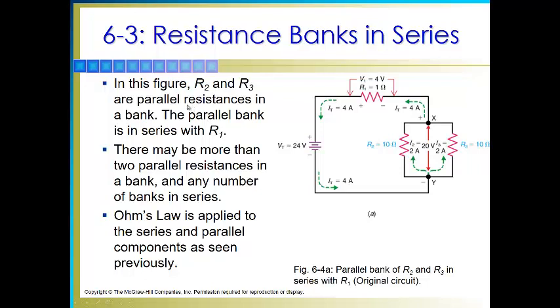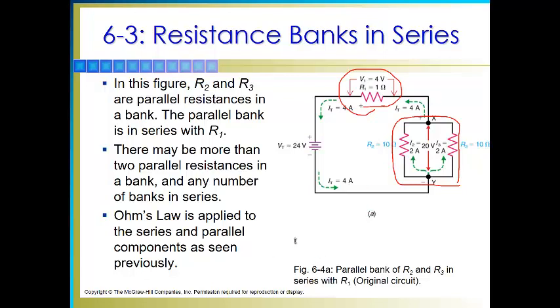As you can see right here in this figure, R2 and R3, this resistor right here and that one, are connected in parallel, right? This is a parallel connection right here. And this bank is connected in series with this resistor right here, okay? So the first step will be to solve this bank in order to find the equivalent resistor, and then we can add this resistor to that to find the total resistance of the circuit.